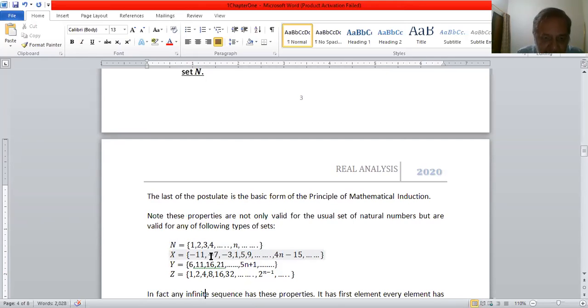-11, then -7, then -3, then 1, 5, 9, so on. आप इस तरह की लिस्ट को किस किस्म की सीक्वेंस कहते हैं? Arithmetic. With first term -11, common difference 4. General term 4n-15. ठीक है? क्या इसमें आपके पास पहला एलिमेंट कोई है? Yes, you have. This is S1.